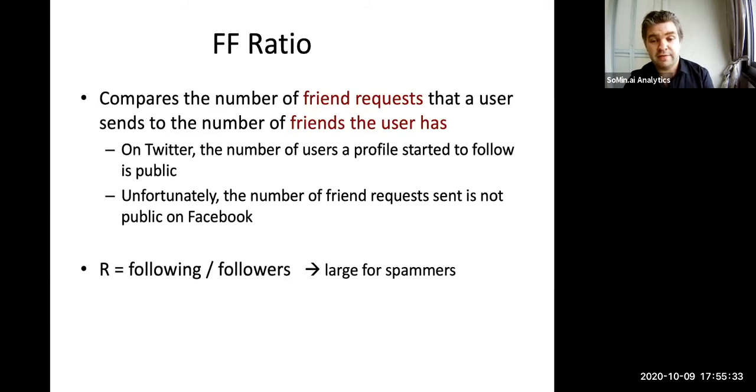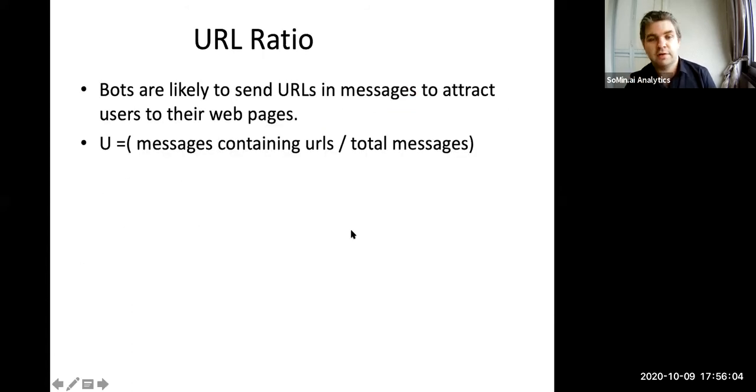For spammers, this FF ratio is larger because they usually follow many more people than follow them. And for normal people, it's around one, or can even be less than one. For real influencer accounts, FF is very small because the number of followers is much bigger than the number of followings that this account follows. And for spammers, it's the opposite. They also have URL ratios: bots are likely to send URLs in messages to attract users to server pages.